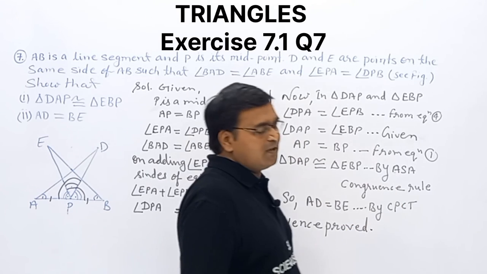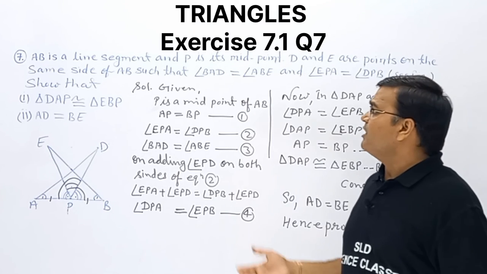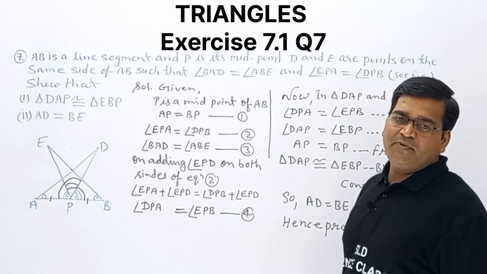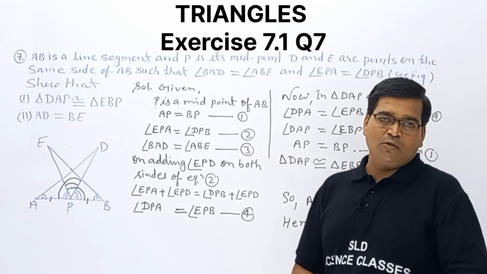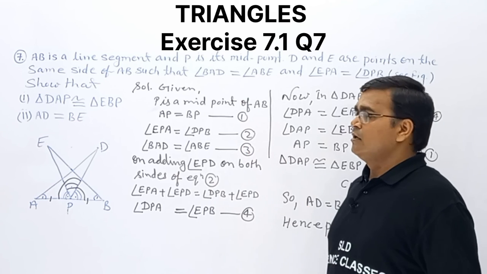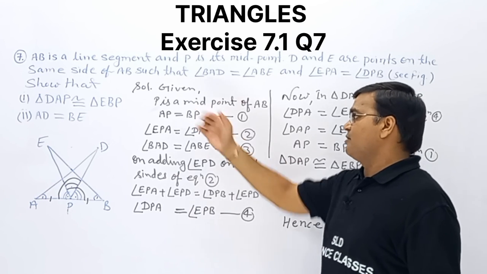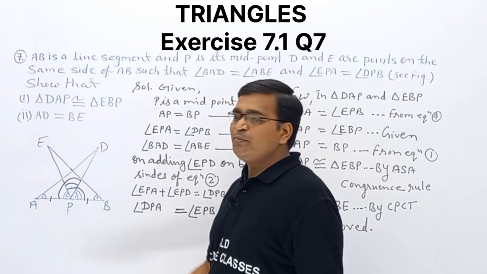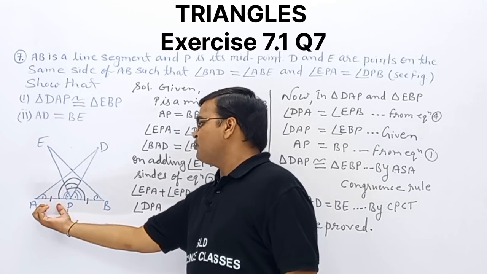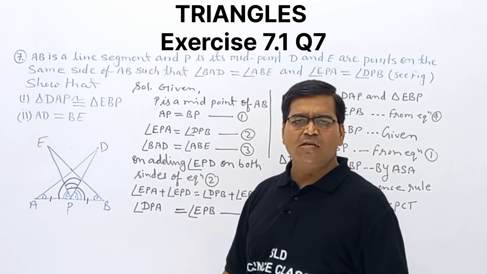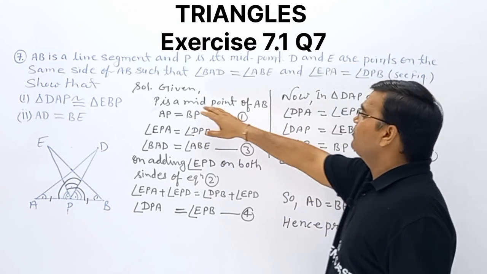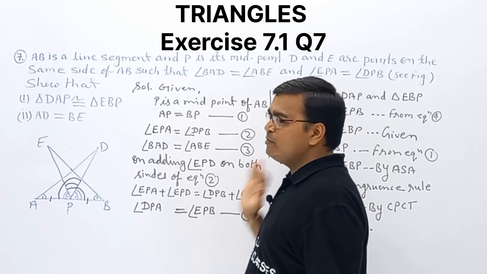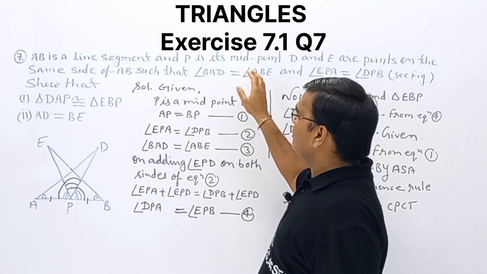Simple question. What we are doing, observe again. Some things we are having in the question. By using these things we can easily prove the result. We have AB as a line segment and P is the midpoint. So simply we can say this part will be equal to this one. It is given in the question. So P is the midpoint of AB, so AP equals BP.